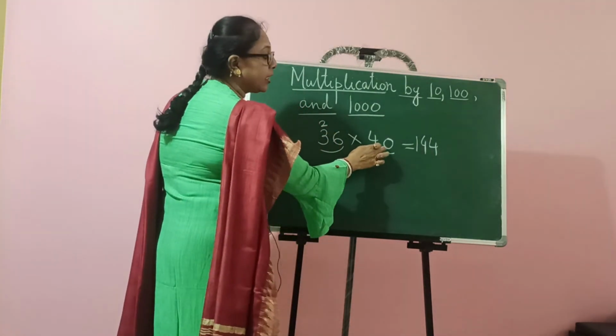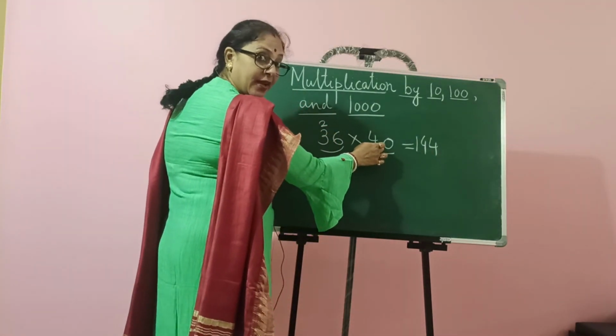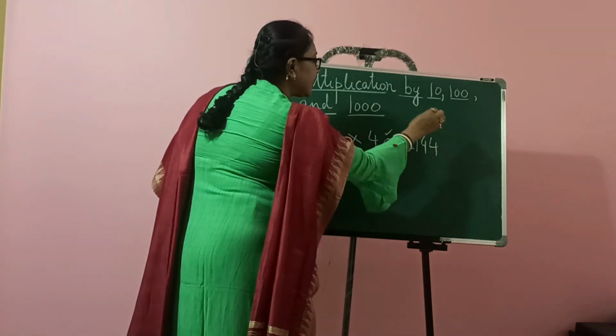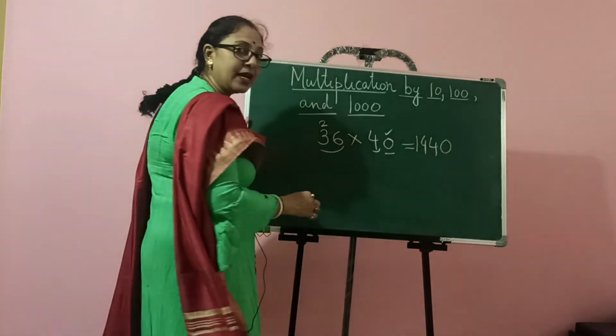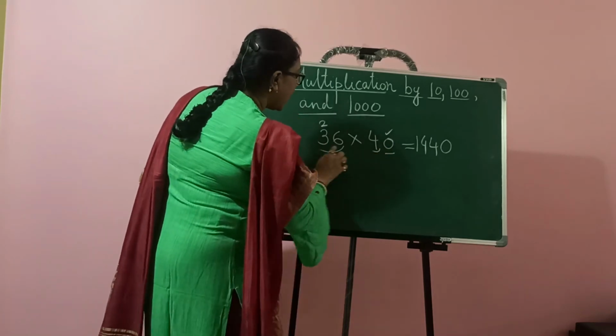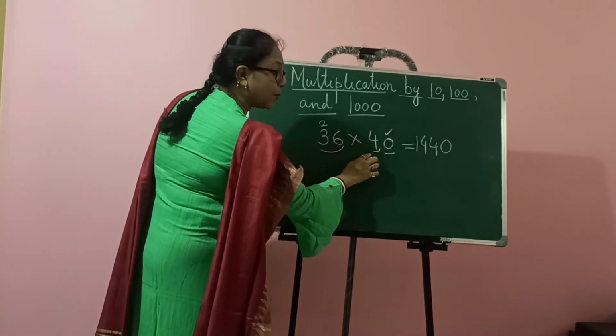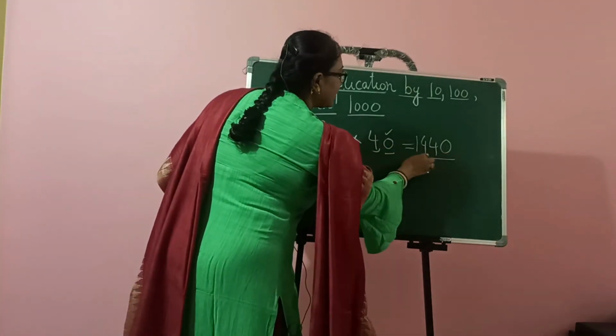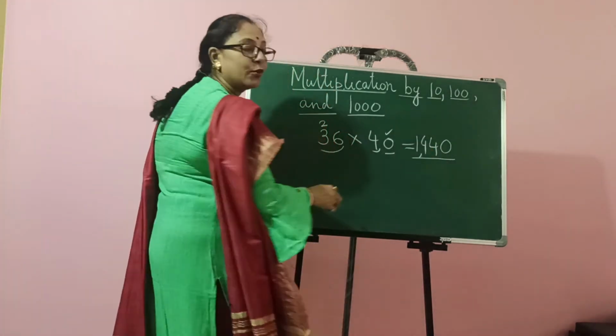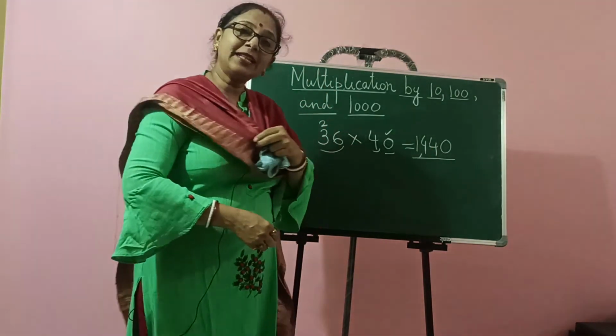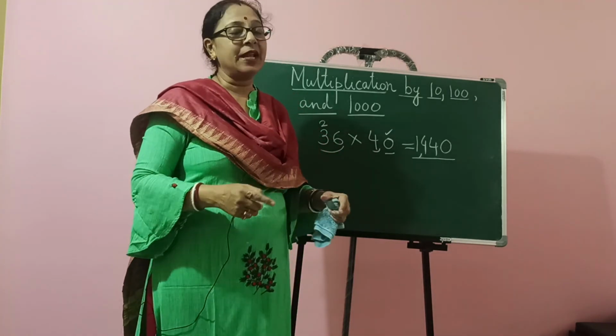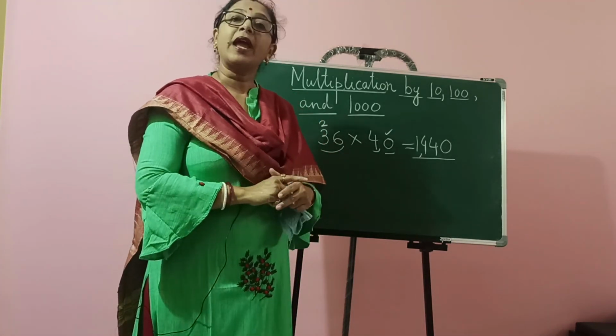But then we cannot ignore this 0. So we just add 1 zero at the right. And thus, if you multiply 36 by 40, you get the product as 1440. Like this, you can multiply any number that ends up with a 0 at the end.